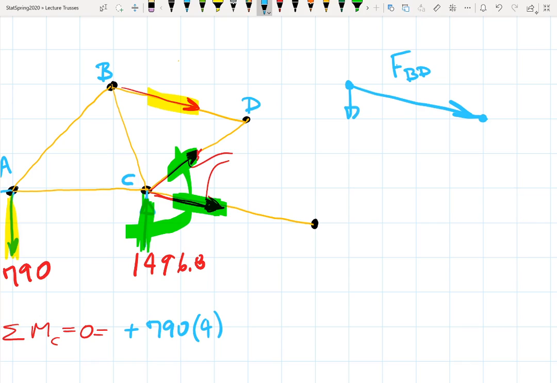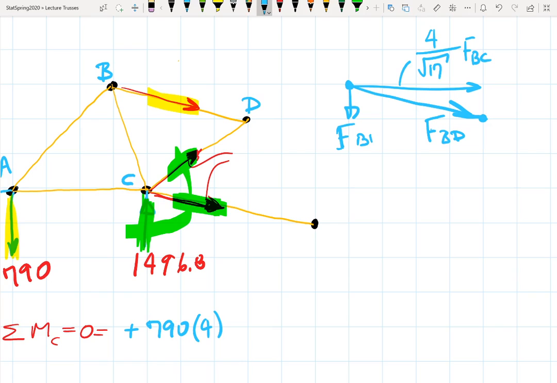The part that goes down, the part that goes to the right, this is the magnitude. This one is the 1, 2, 3, 4, or 4 over square root of 17 FBD. This one is 1 over, or just FBD over square root of 17.